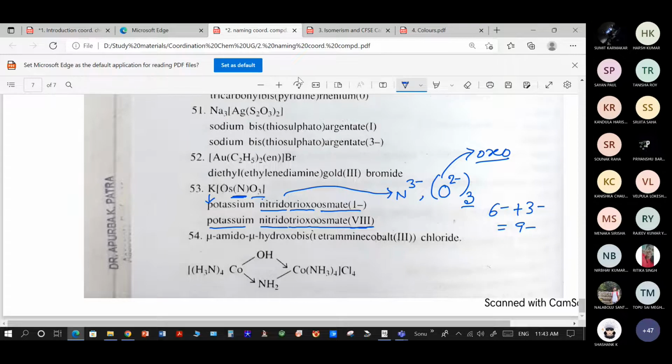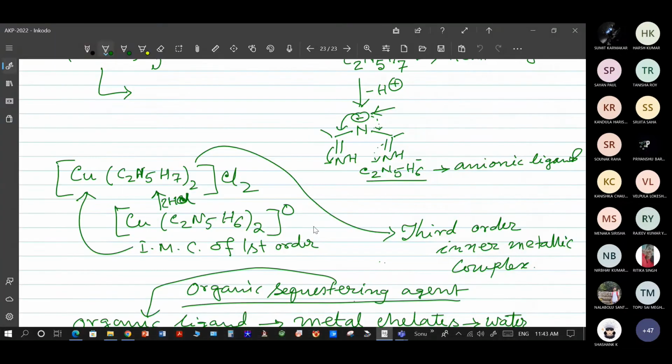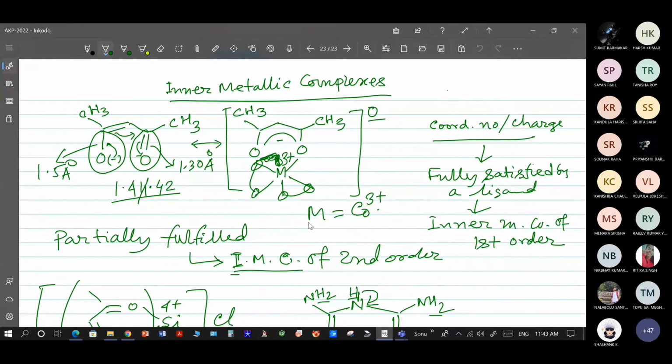Now I am just going to tell you two new things which are not covered in the notes or whatever we have sent. Those two things are inner metallic complexes. So what do inner metallic complexes mean? Let me just show you this one. Okay. In the last class I took the G section.